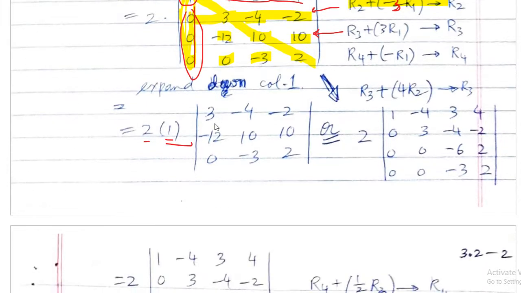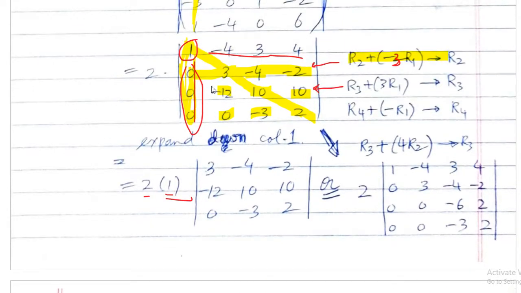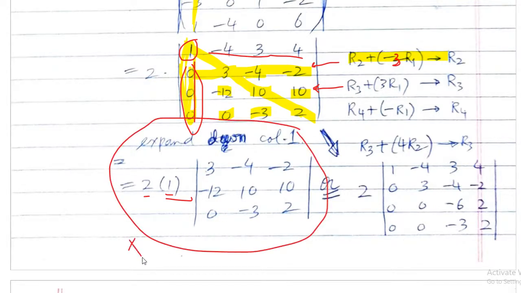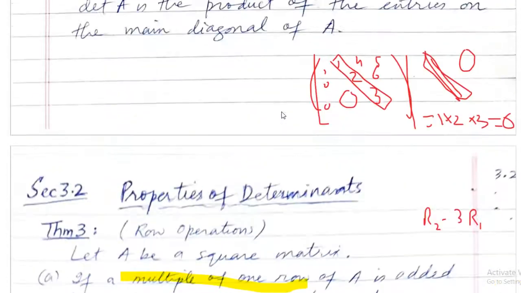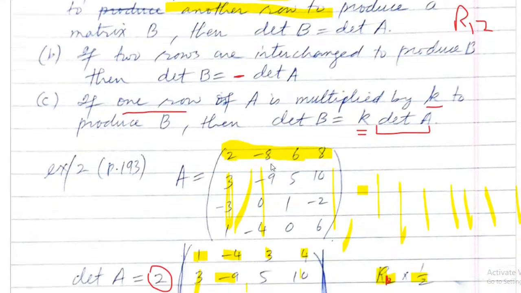Got it? So you can carry on like this. Again, you can use this 3 to make it 0 and expand by column 1. Or we can continue from here. Instead of expanding through column 1, I can wait for a couple more steps and make this and this 0, making it a triangular matrix. What is the benefit of a triangular matrix? We can use the theorem which says that if the matrix is triangular, we can just multiply the entries of the diagonal to get the determinant.